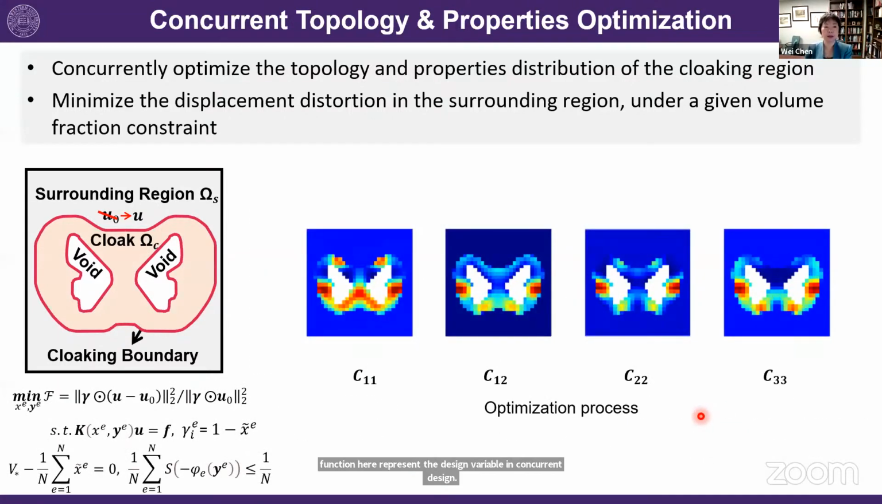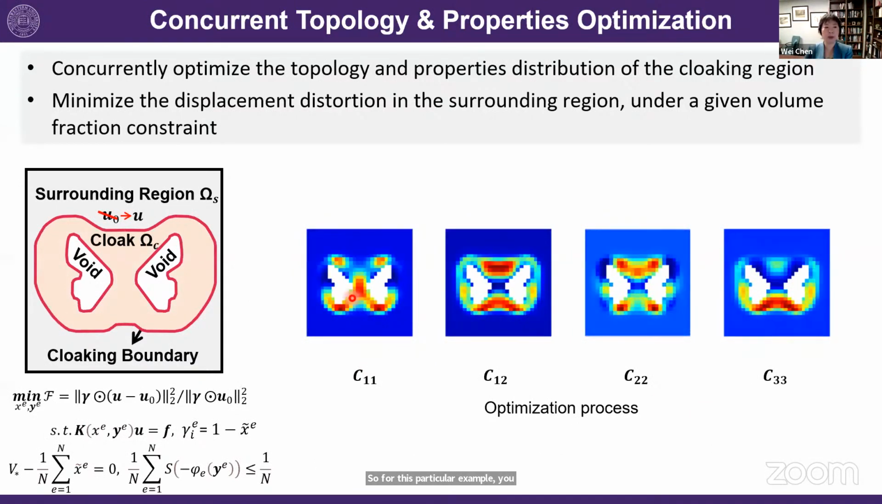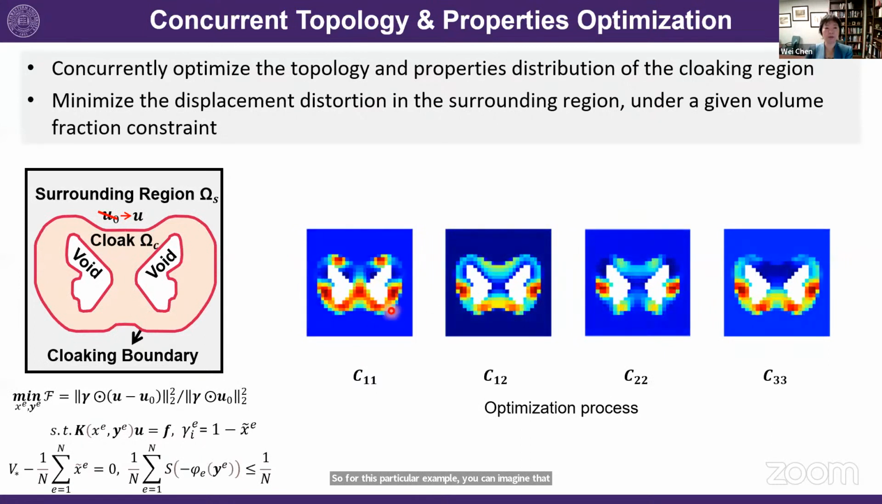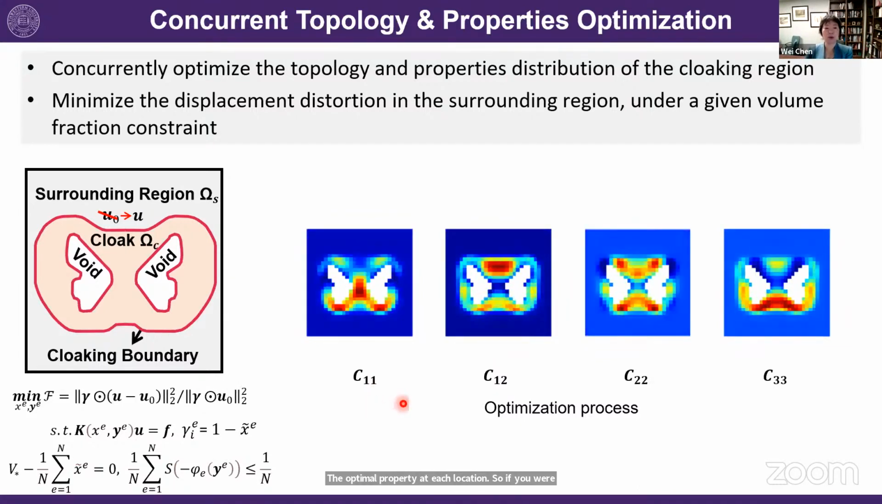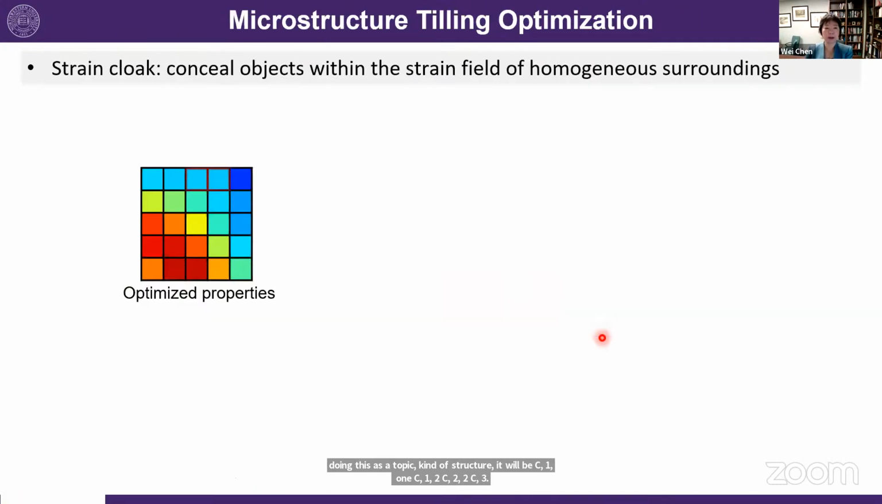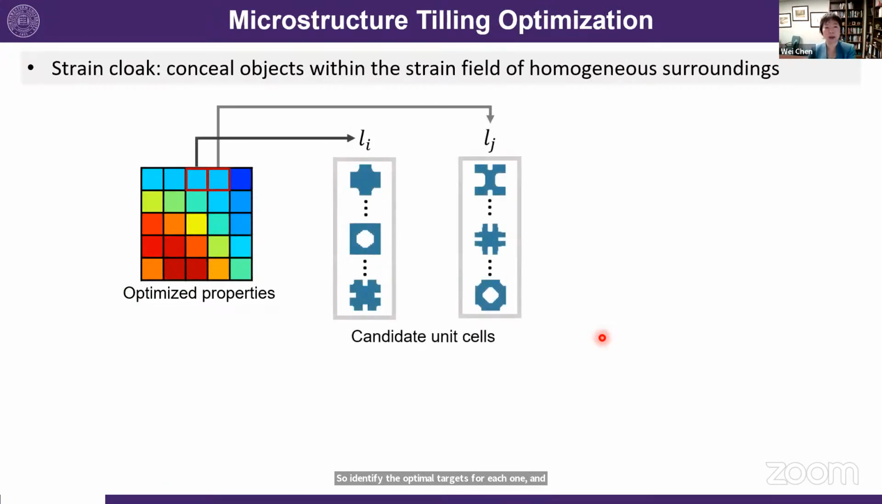So for this particular example, you can imagine that we're hiding some voids in this butterfly shape. The first step is to identify the optimum property at each location. So if we're doing this orthotropic kind of structure, it will be C11, C12, C22, C33. So identify the optimum targets for each one. And then we retrieve from the library to form a compatible structure. When we retrieve from the library, you can imagine that for each optimized property, there may be multiple unit cells that can meet the property, and they're very close, maybe slightly different. So each of them could have a bunch, in our case maybe 10 candidates, that will be considered.